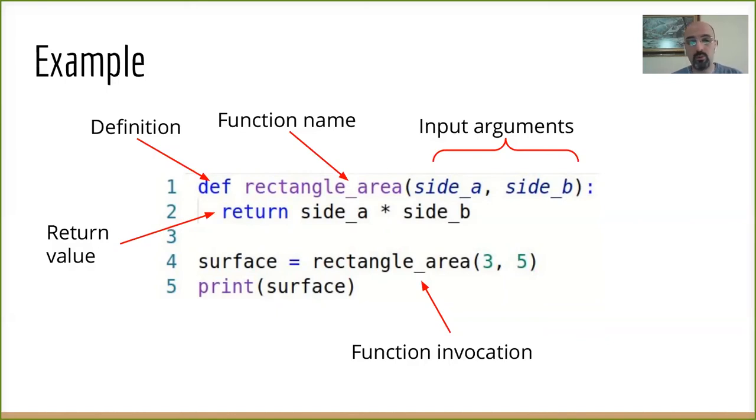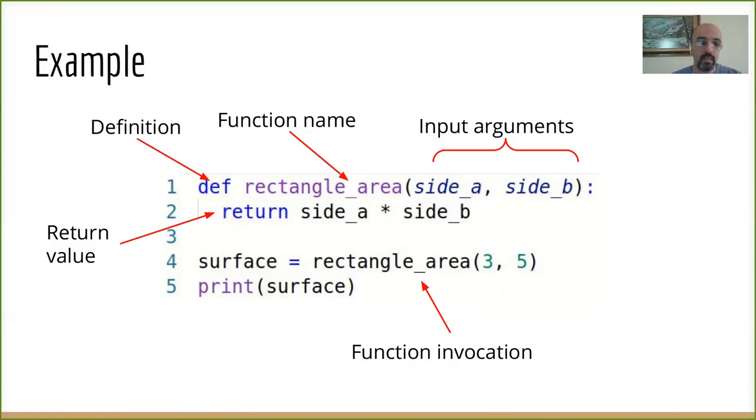In this case, we want to return a specific value, which is nothing but the area of the rectangle, or the multiplication of the two sides. And in order to invoke the function, we use the function name along with the input arguments, and we store the return value, if there is any, in a variable. And we can make use of our variable according to our business logic.